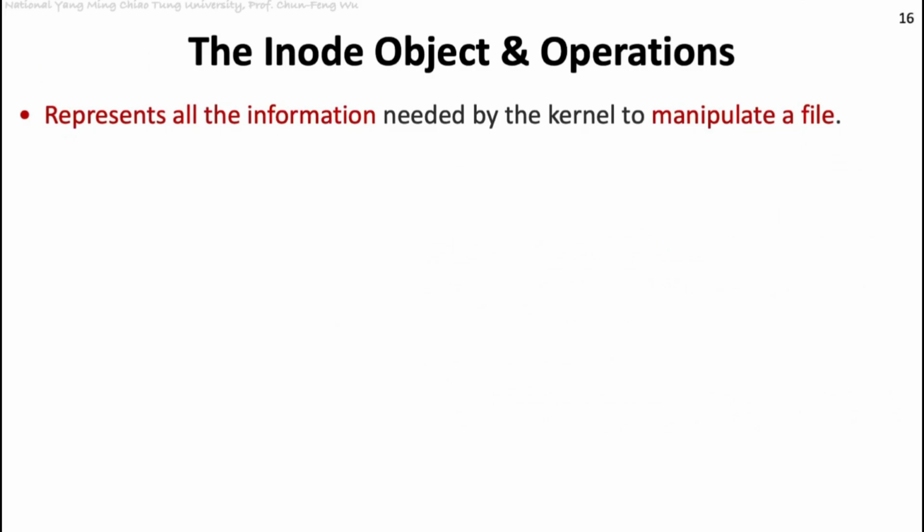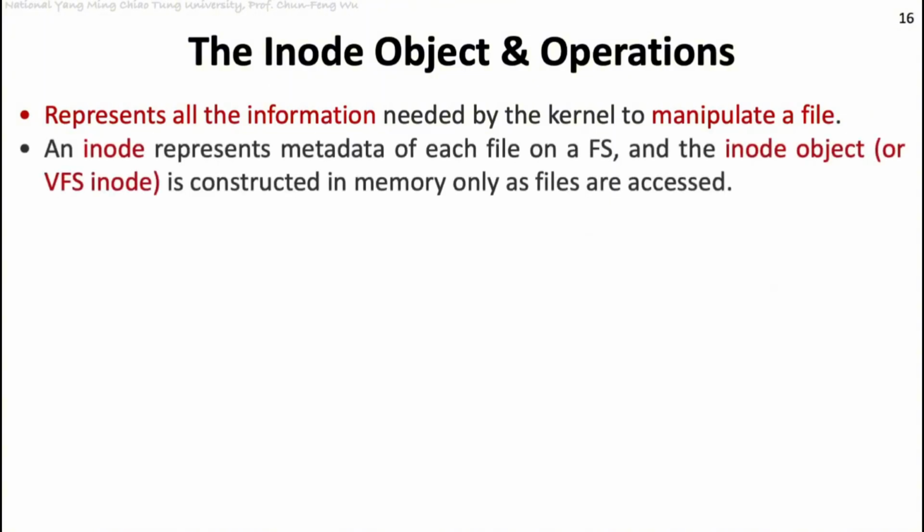So the next one, I think the most important thing, is the inode object. The inode object represents all the information needed by the kernel to manipulate a file. This inode represents metadata of each file on the file system, and the inode object is constructed in memory only as files are accessed. So the inode is usually on the disk, and the inode object is usually in memory. You can think of the inode as the file backup version of the inode object.